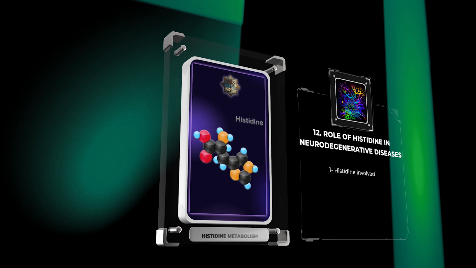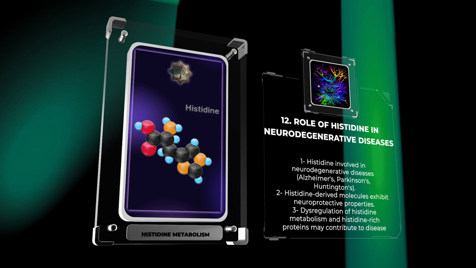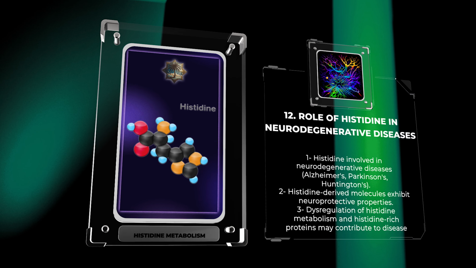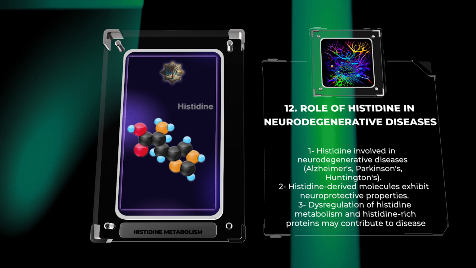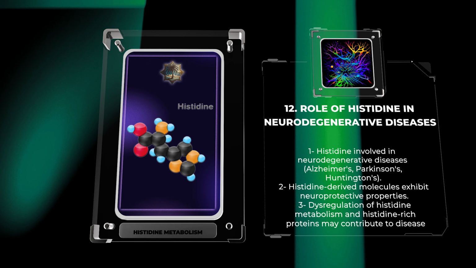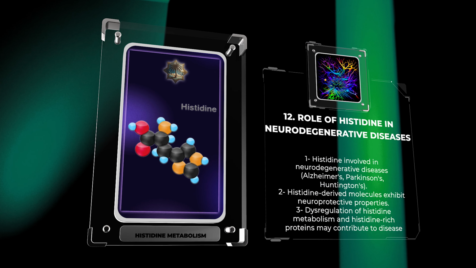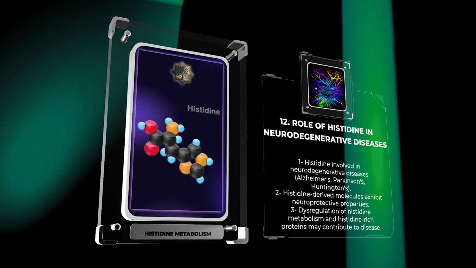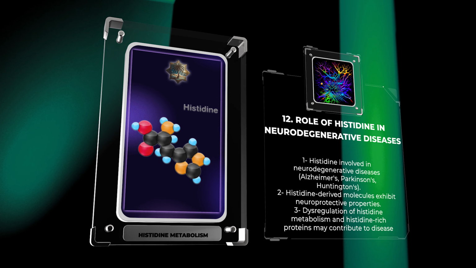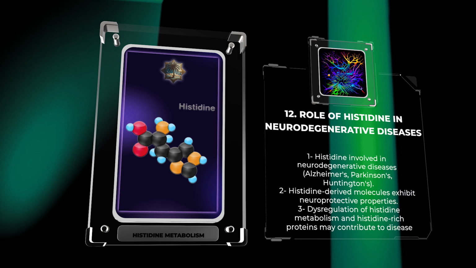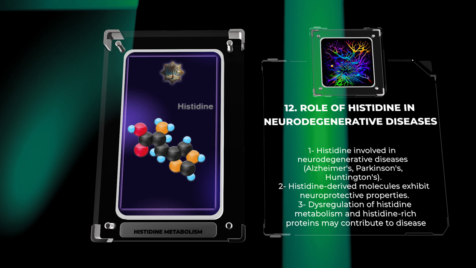Growing evidence suggests that histidine is involved in neurodegenerative diseases, such as Alzheimer's, Parkinson's, and Huntington's disease. Histidine-derived molecules, including histamine and carnosine, exhibit neuroprotective properties by modulating oxidative stress, inflammation, and protein aggregation. Additionally, dysregulation of histidine metabolism and histidine-rich proteins may contribute to neurodegenerative disease pathogenesis. Exploring the role of histidine in neurodegenerative diseases provides insights into potential therapeutic strategies for these debilitating conditions.